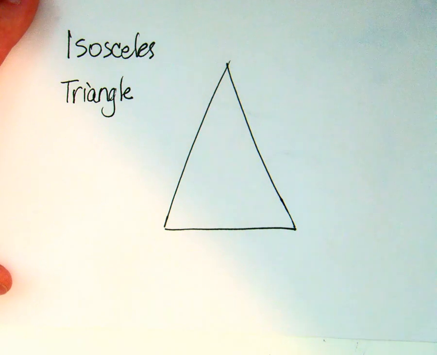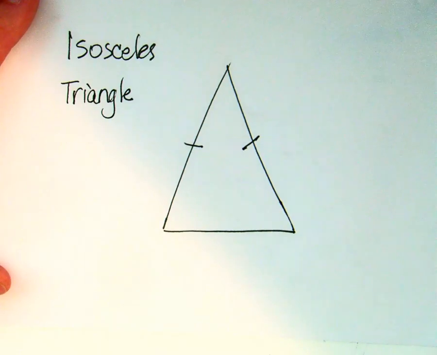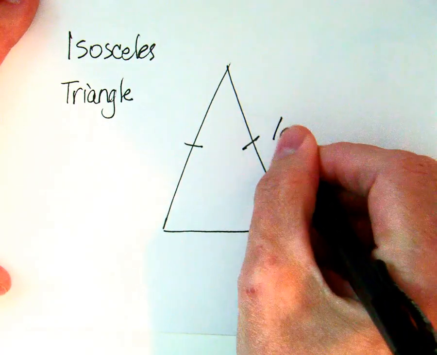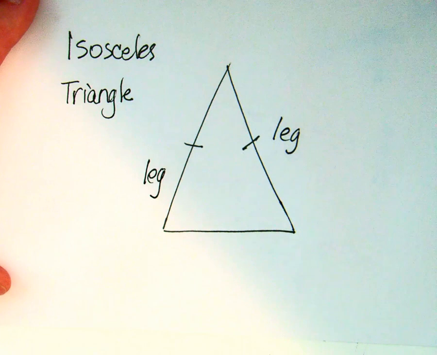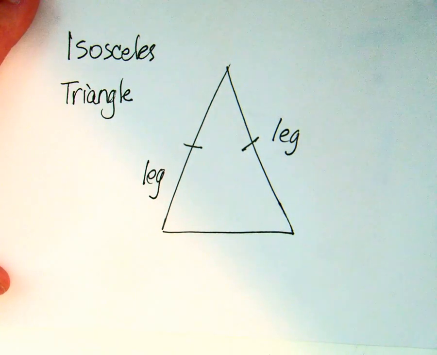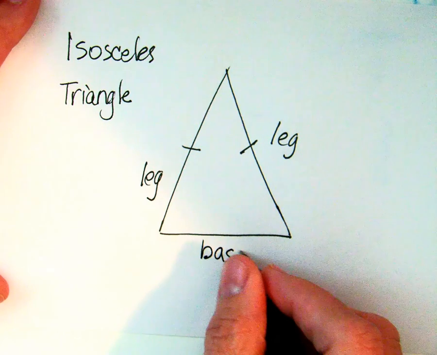Okay, so it's isosceles. By definition, 2 sides are congruent. The 2 congruent sides we call legs. Is everything in a triangle a leg? Yeah, it is. But when we're talking about isosceles, we call the 2 congruent ones the legs. So since we're calling those the legs, then we'll call the one that's not the same the base.